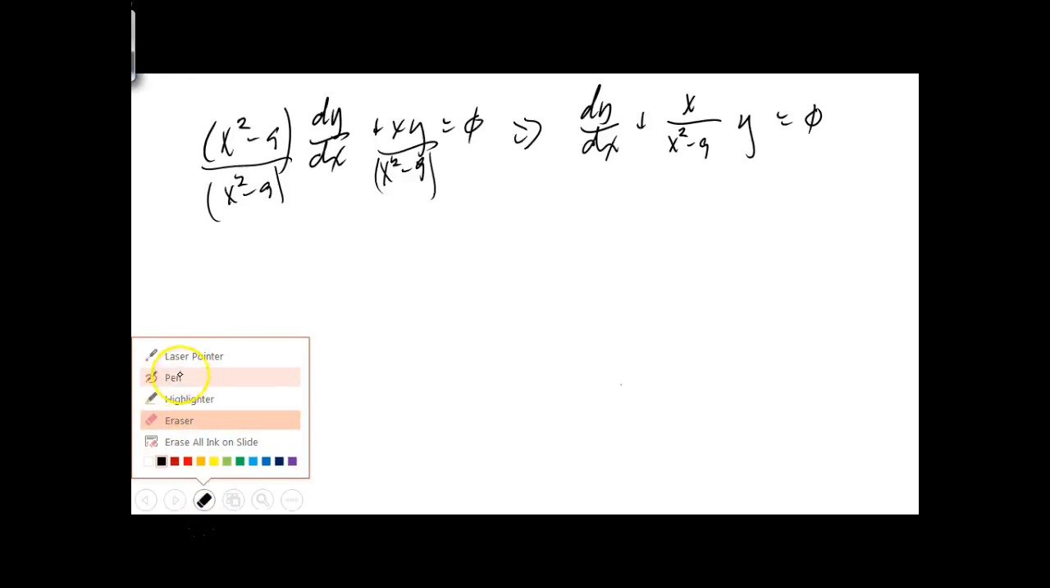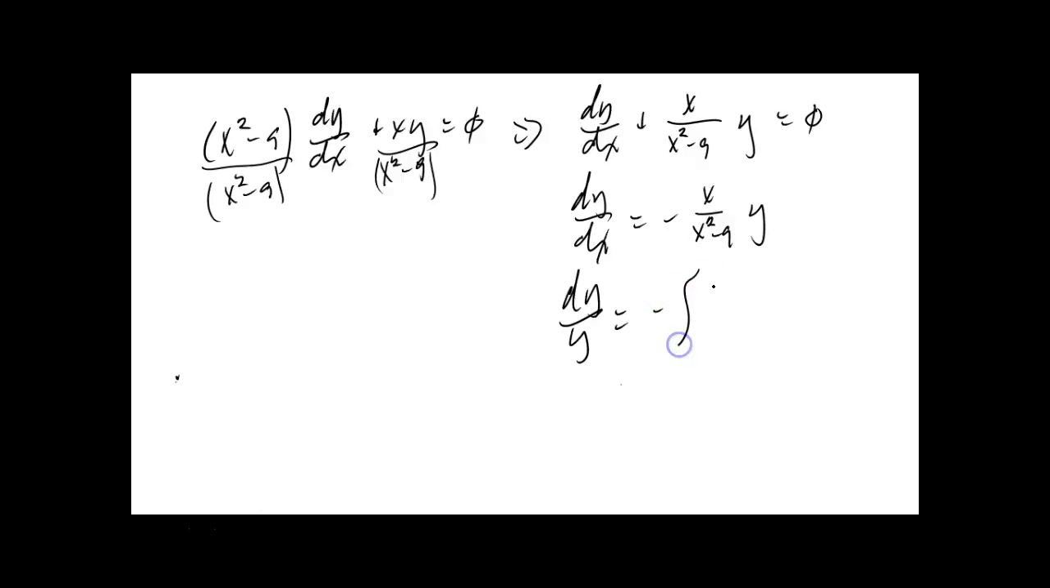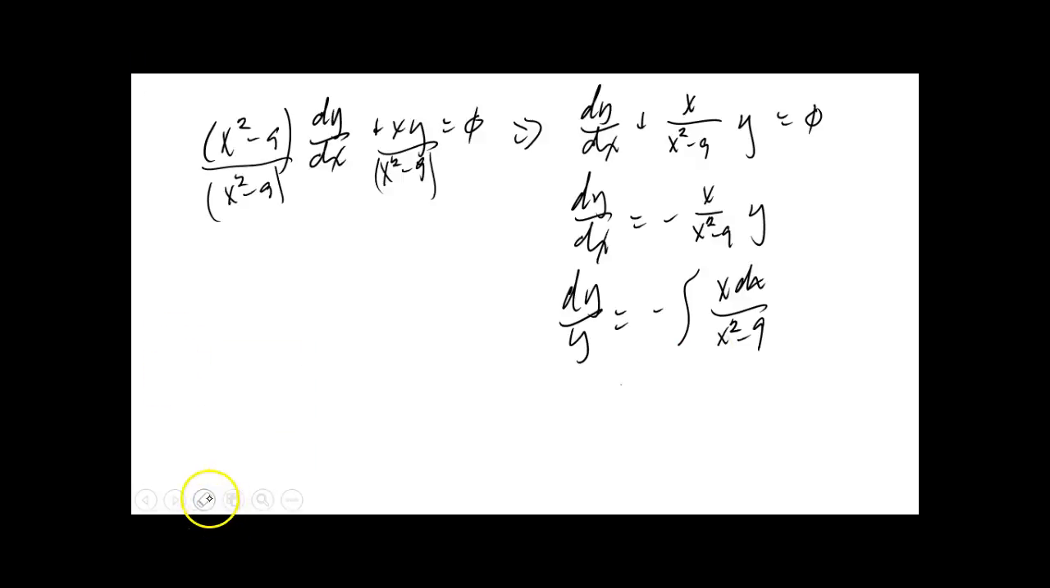Let's start this over where we should have been in the first place. We had dy dx is equal to minus x over x squared minus 9y, and then dy over y is equal to minus the integral of x dx over x squared minus 9. That's where we were. And we proceeded to do this part with partial fractions, which was totally unnecessary. I mean, it worked, but it probably introduced more complications than we needed. Let's just do this one.